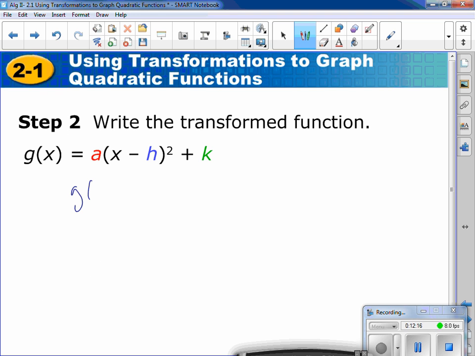So g of x is equal to, a is 4/3, (x minus -2). Instead of writing x minus -2, I just change it to (x plus 2) squared minus 5. And there's your new function.